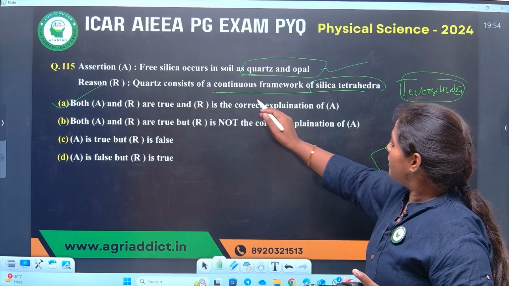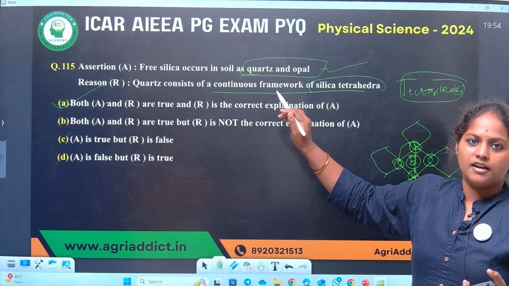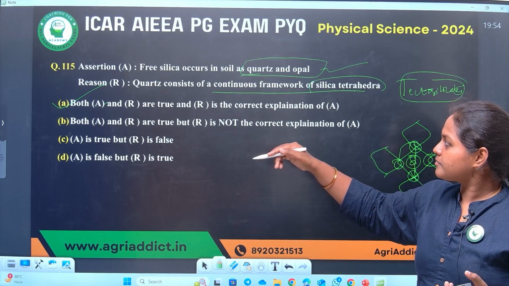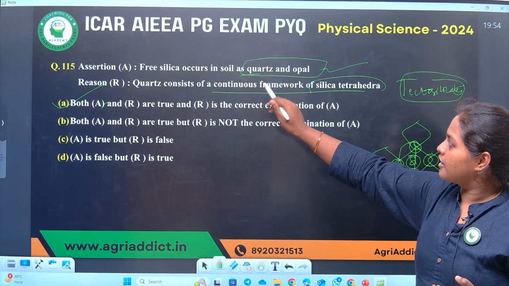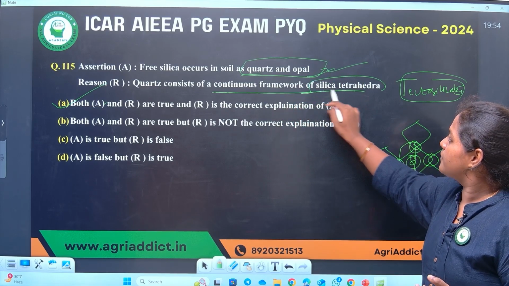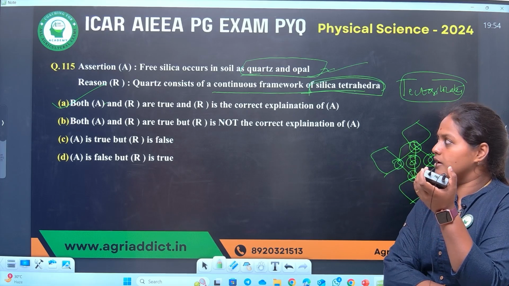Wait, here the reason is given about quartz. It is not explaining why it is called free silica. Free silica occurs in soil as quartz and opal. Quartz consists of continuous framework of silica tetrahedra. Is it a correct explanation or not?